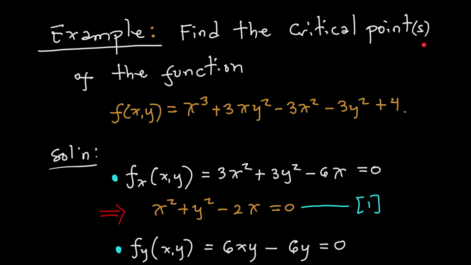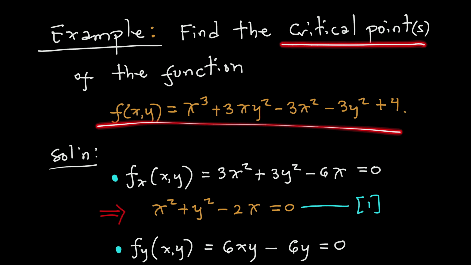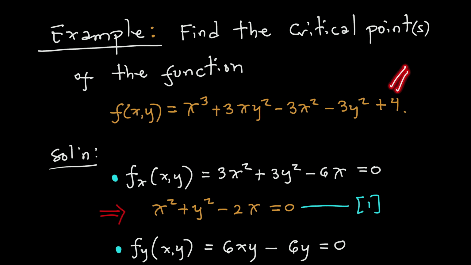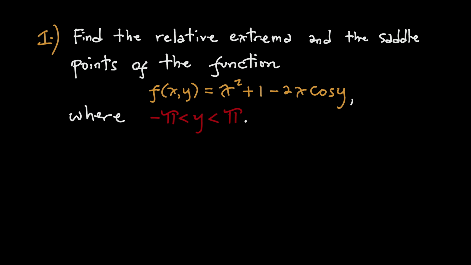Notice that in this problem, the critical points for this function are not restricted. Therefore, you can choose any critical points in the domain of this function f. In the next problem, we will find extrema of a function with a restricted second component. Let us now consider this problem. Here you are asked to find the relative extrema and saddle points of this function with the restricted second component.